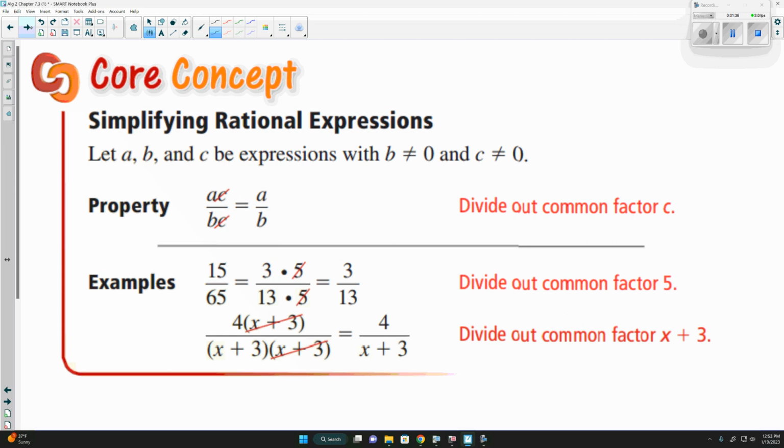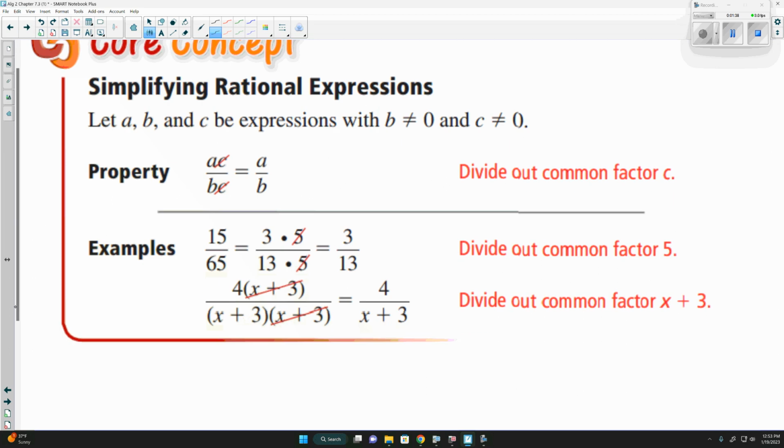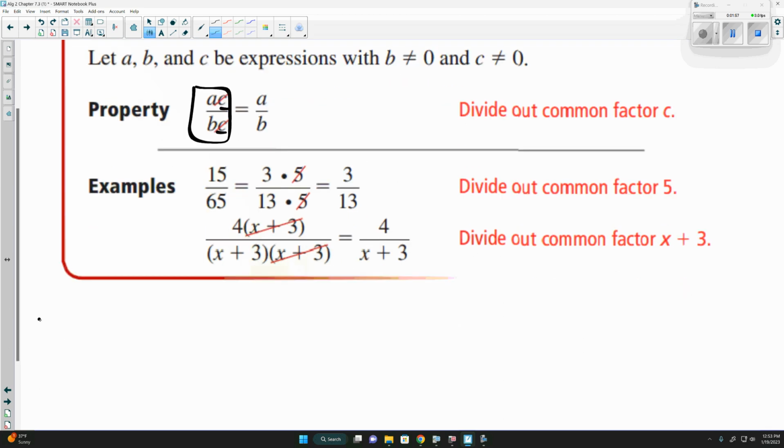Now when simplifying, if there's something in common on top and bottom, we cancel it out. So if we let A, B, and C be expressions with B different than 0 and C different than 0, we can simplify it out. What is a factor in common on top and bottom? C. Anything divided by itself is 1, so it just simplifies to A over B. Same thing is true with our multiplication with numbers. Because both of these have a common factor of 5, we can simplify it out. It simplifies to 1, divide it out, leaving us with 3/13.